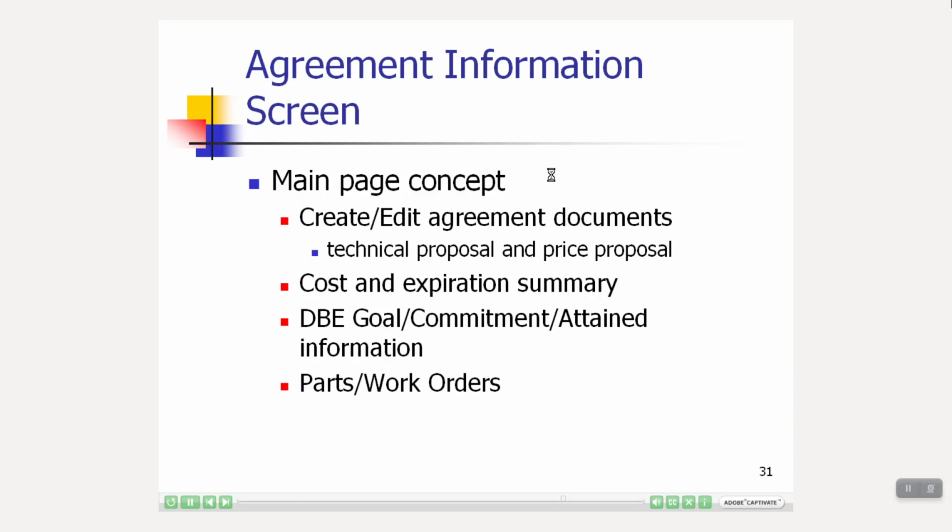So agreement information is really like a jumping off point to view information about your agreement. Everything you need is right there. You can also access your parts and your work orders from there as well.